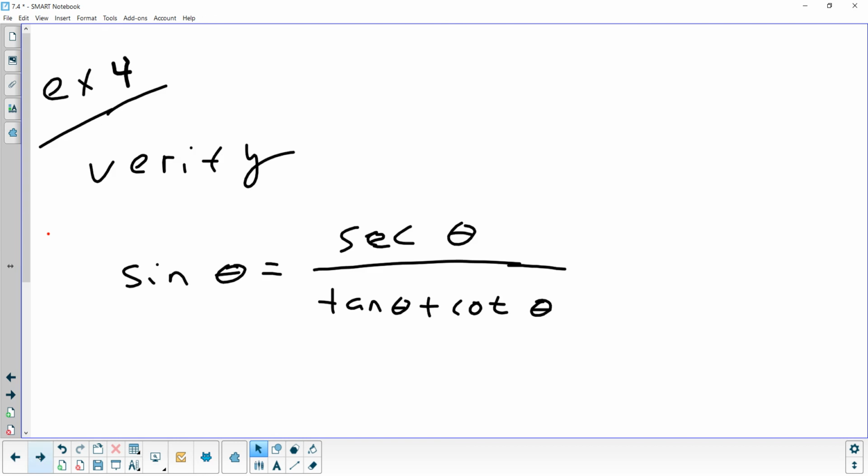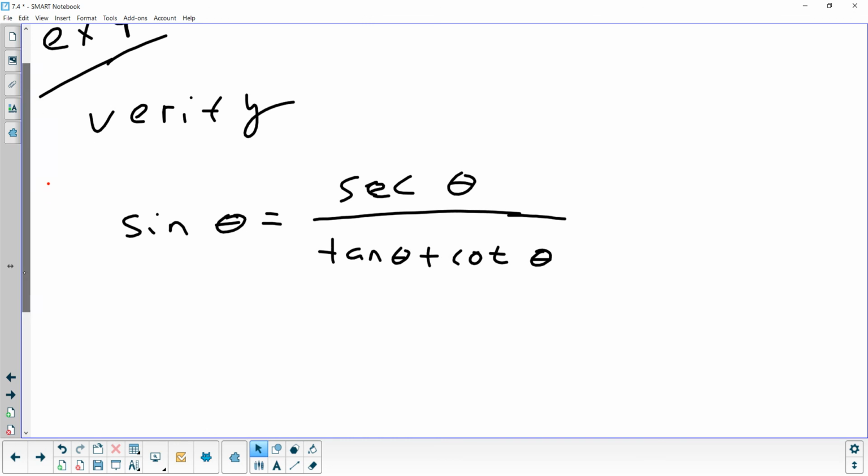All right, let's try this one. So this is a verify, which means we know what to start with, assuming you can figure out which side looks more complicated. We know what to start with. We know what to finish with. The goal is to turn one side into the other. Which side here is definitely more complicated?